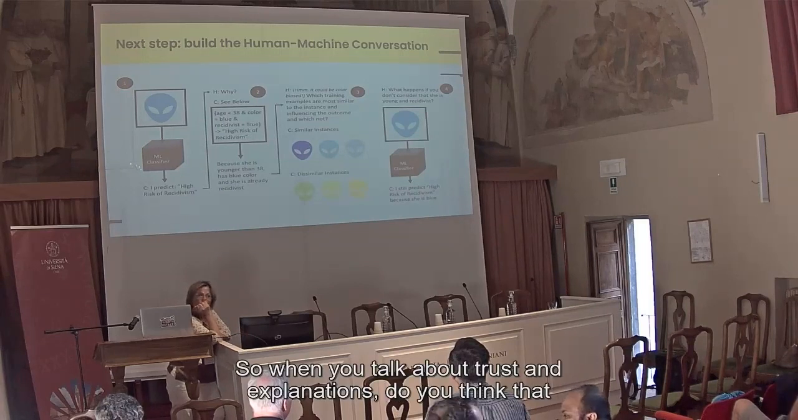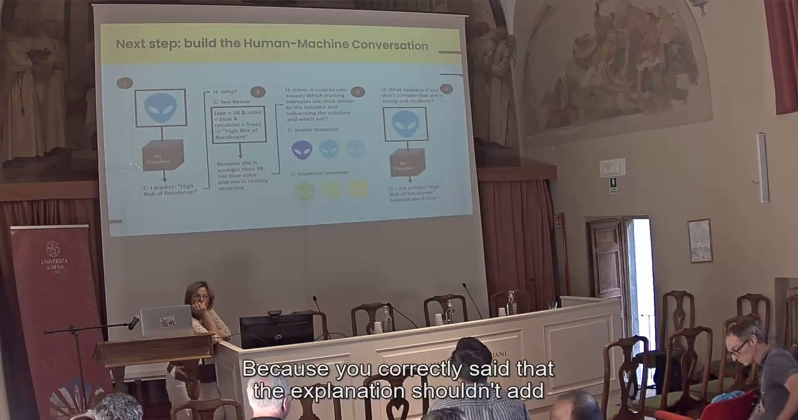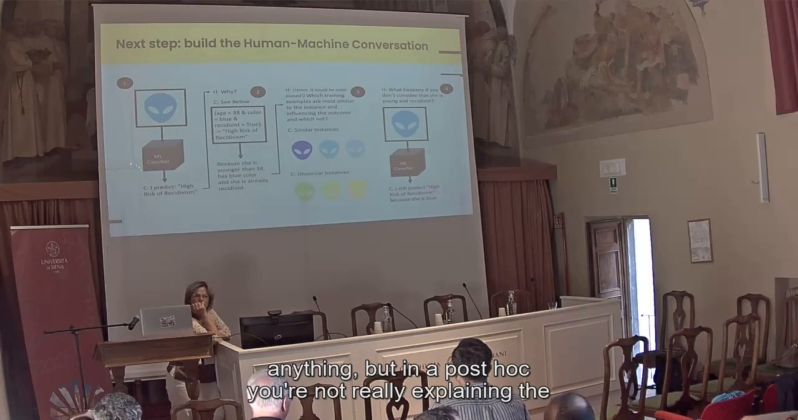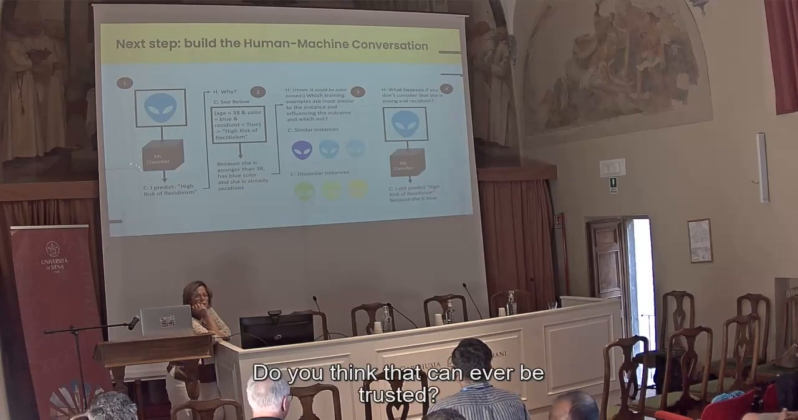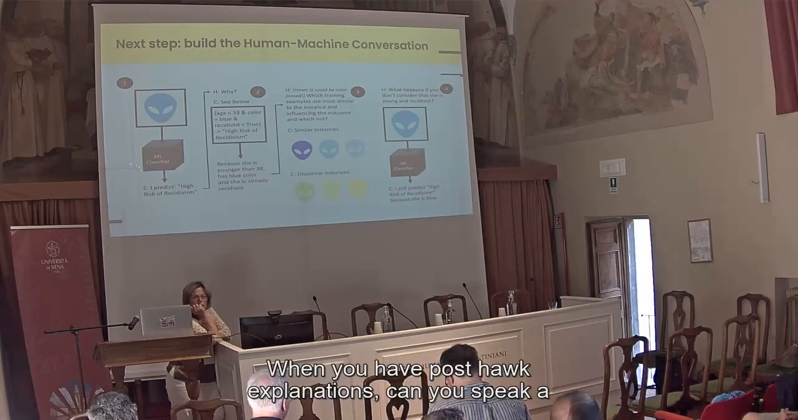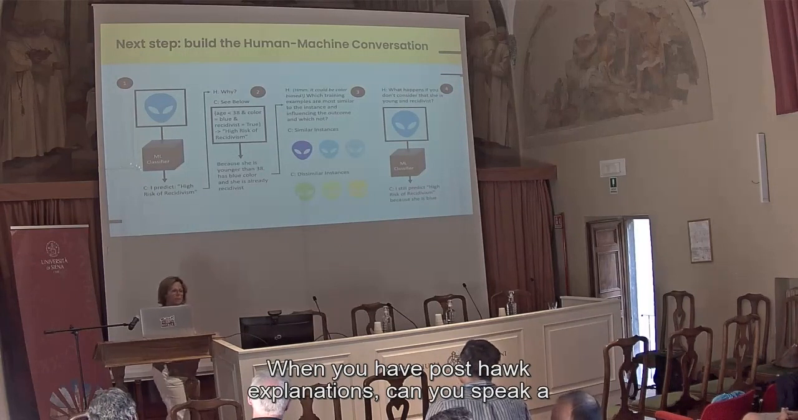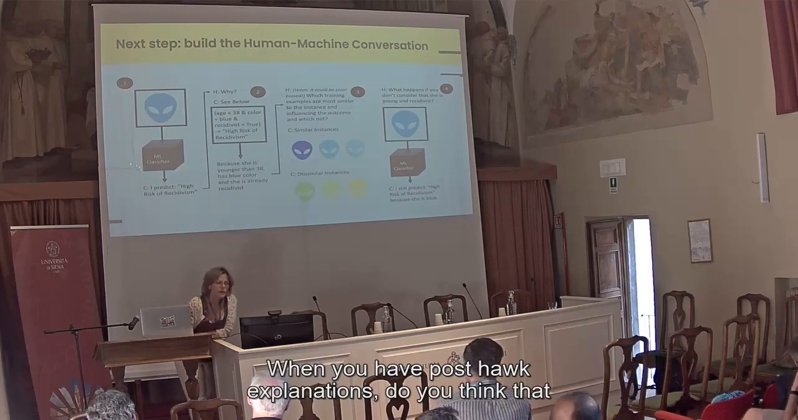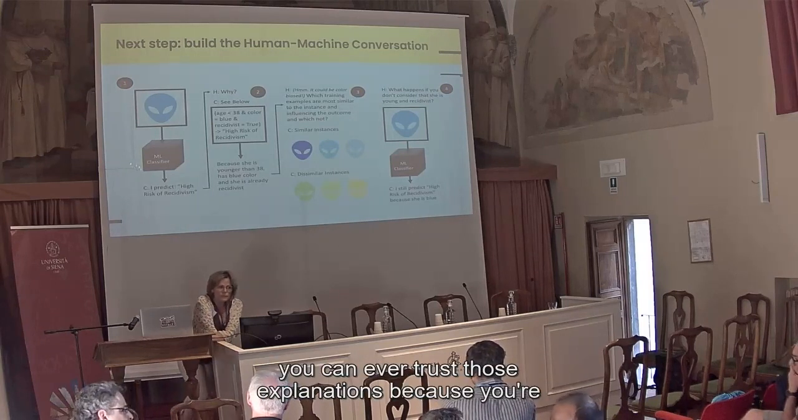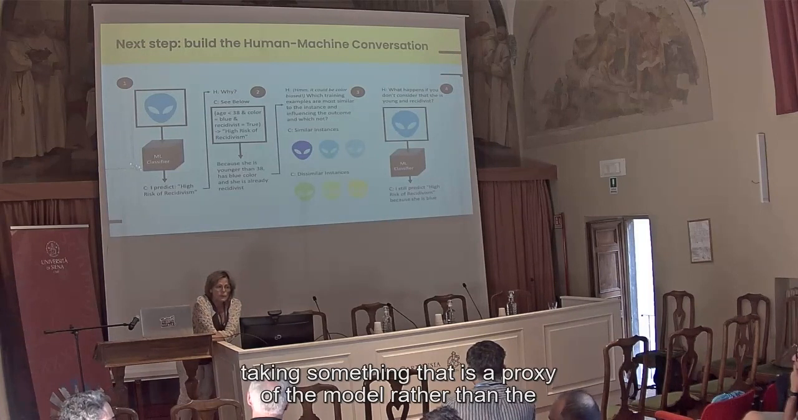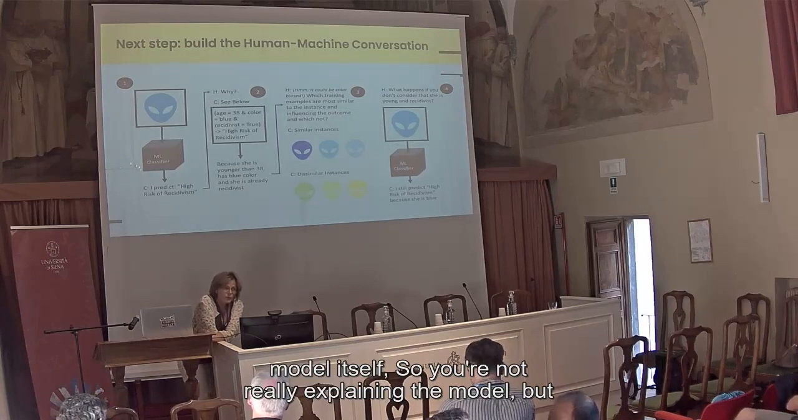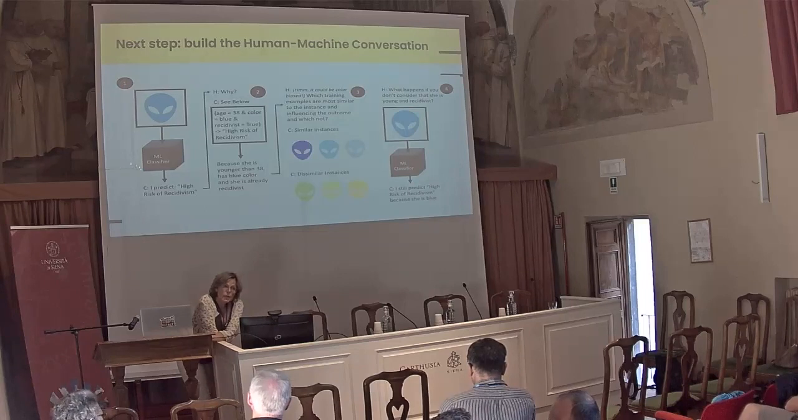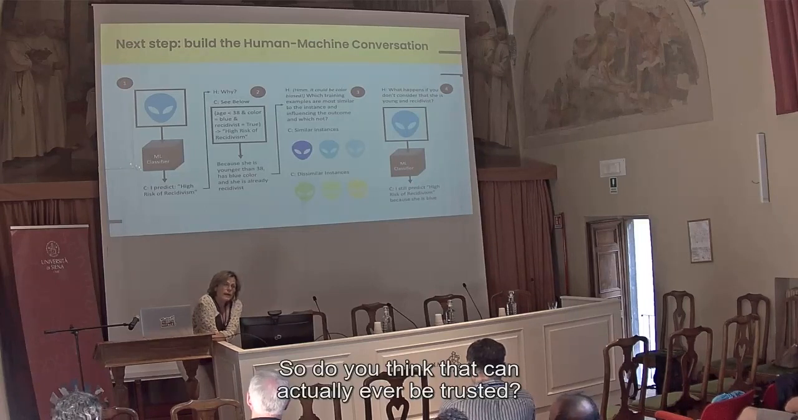Hi. So when you talk about trust and explanations, do you think that post hoc explanations can be trusted at all? Because you correctly said that the explanation shouldn't add anything. But in a post hoc, you're not really explaining the model, but a proxy of that model. Do you think that can ever be trusted, because you're taking something that is a proxy of the model rather than the model itself?